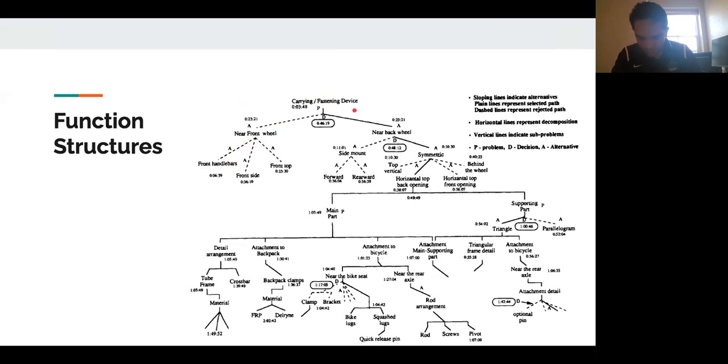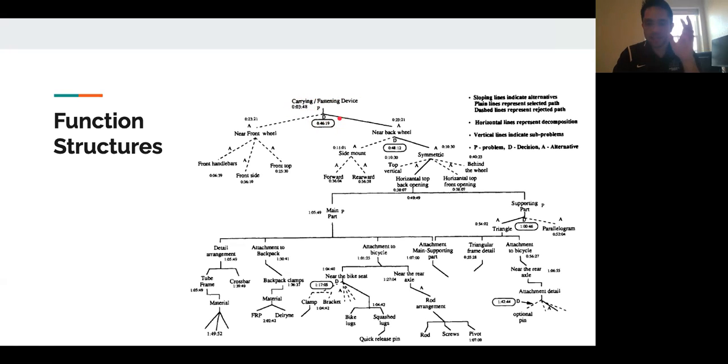If a line is assigned a P, that is a problem. If it is assigned a D, it has been a decision or a made decision. And A's are the alternatives. So we have our initial problem, and two solutions: to have the carry fastening device near the front wheel or near the back wheel. You'll also notice that at each step, a time has been assigned to it.